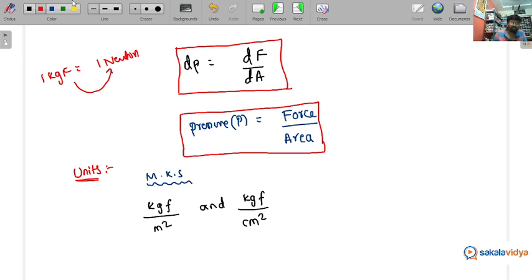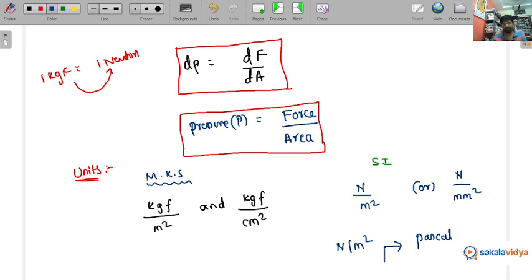Okay. In similar fashion, if you consider the units in SI units, we can write the units for pressure, that is Newton per meter square or Newton per mm square. For your kind information, Newton per meter square is also called Pascal. Simply it is denoted as Pa. So my dear students, 1 Newton per meter square is equal to 1 Pascal.